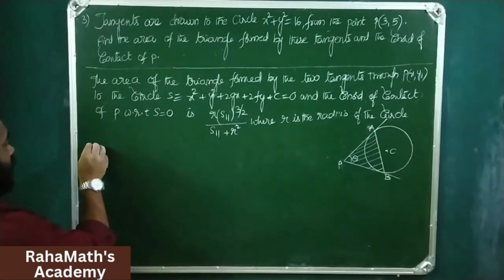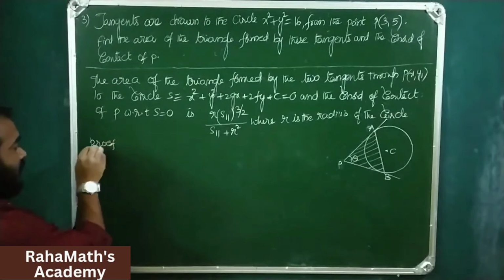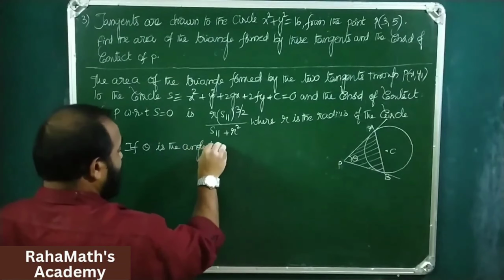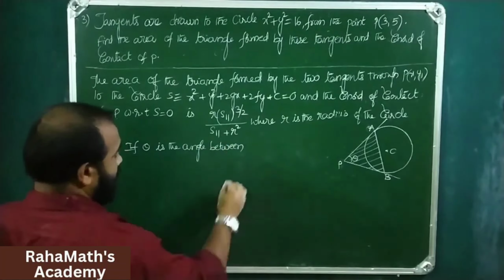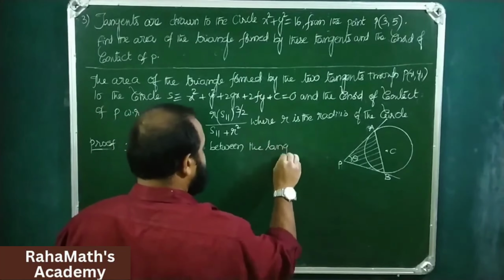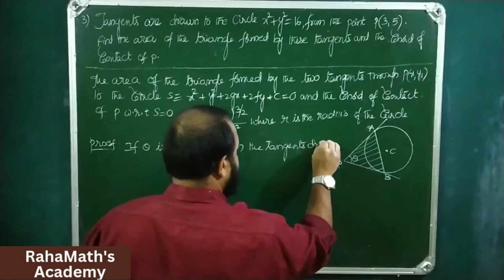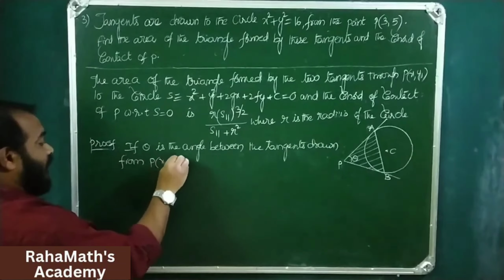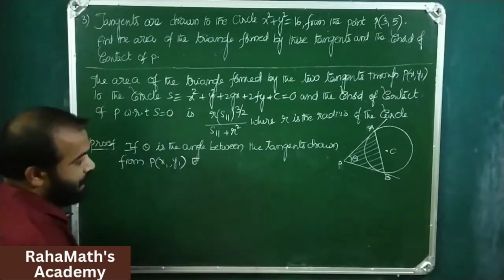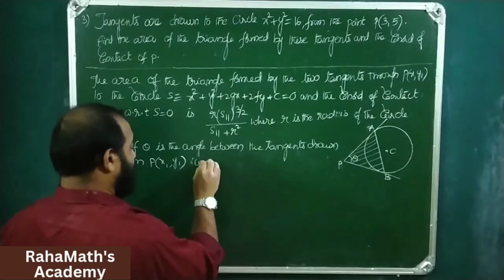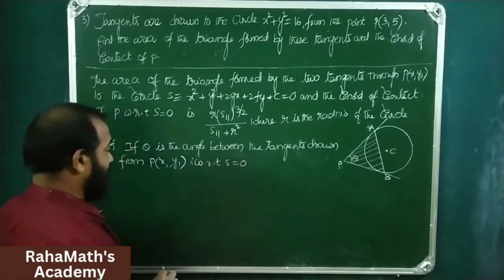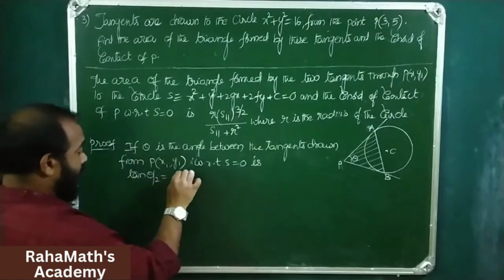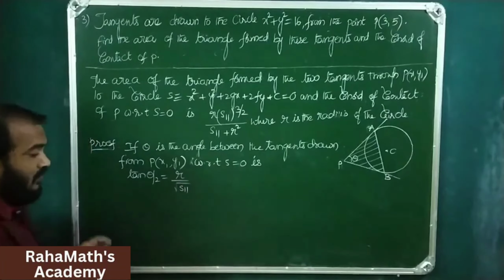So this is the triangle formed by two tangents and one chord of contact. Proof: if theta is the angle between the tangents drawn from P(x1, y1) with respect to the circle S equals 0, we know tan theta by 2 is equal to R by root S11.